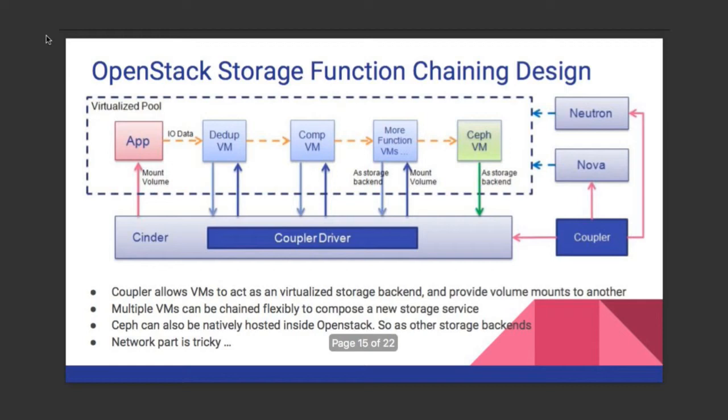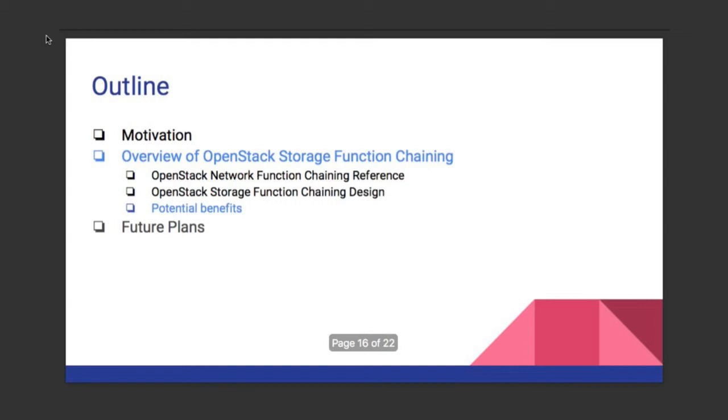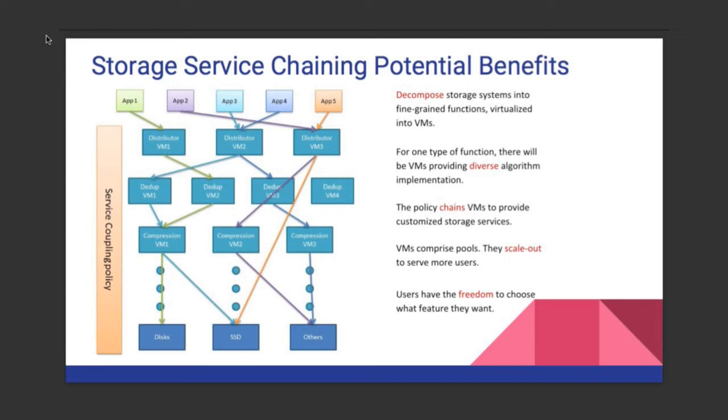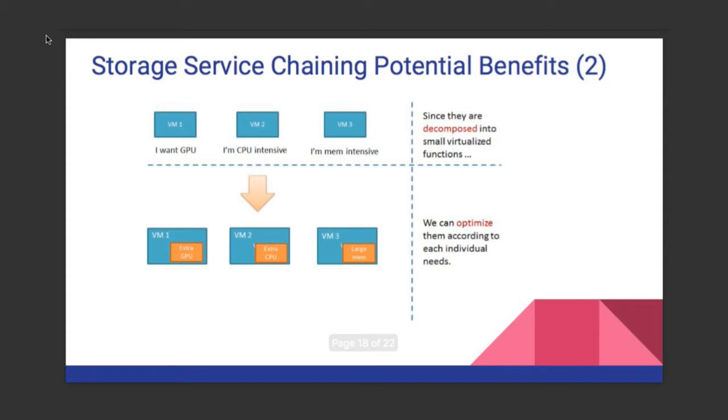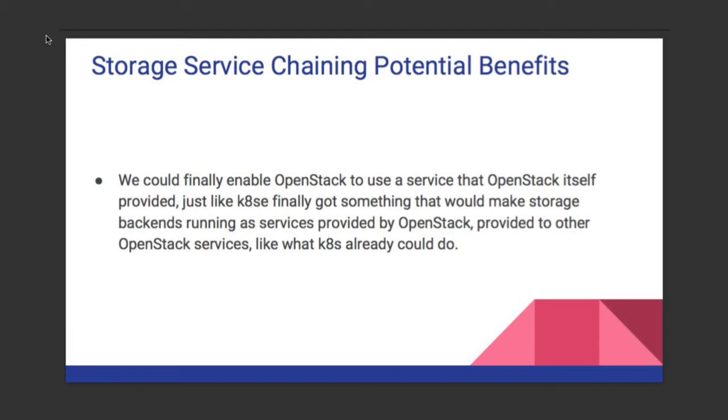There is a zoomed-in figure of that scenario. As you can see, this is basically done via the Coupler driver in Cinder. So Cinder can provide this coupling service for your app. In this way, we can chain those storage service VMs together. The networking part is tricky. There are potential benefits. For example, you could have multiple chains for multiple scenarios with those VMs, and you could also have different acceleration patterns with your virtualized storage functions. And the main point is that we could finally enable OpenStack storage services to bootstrap themselves.